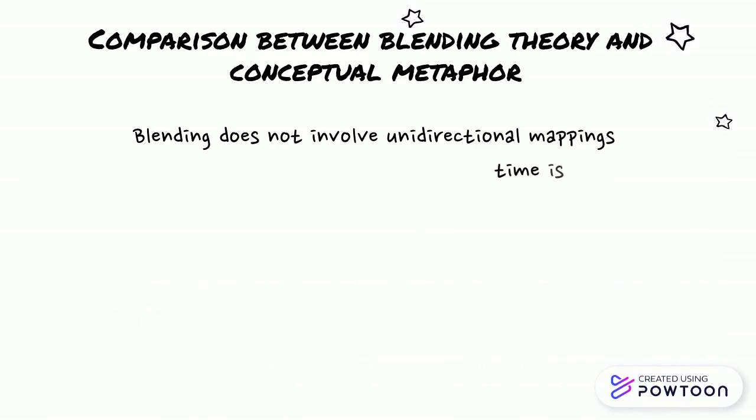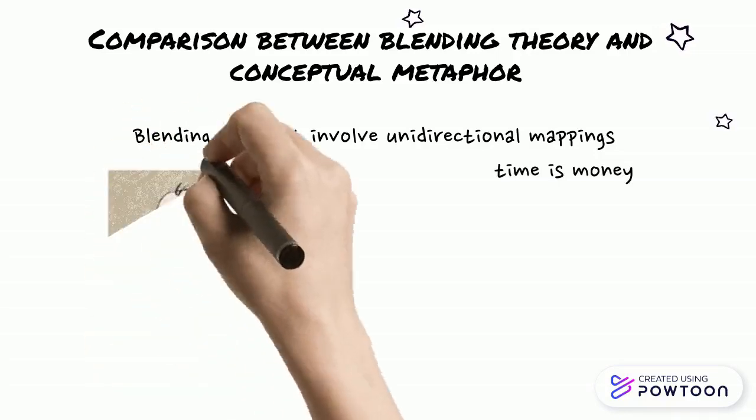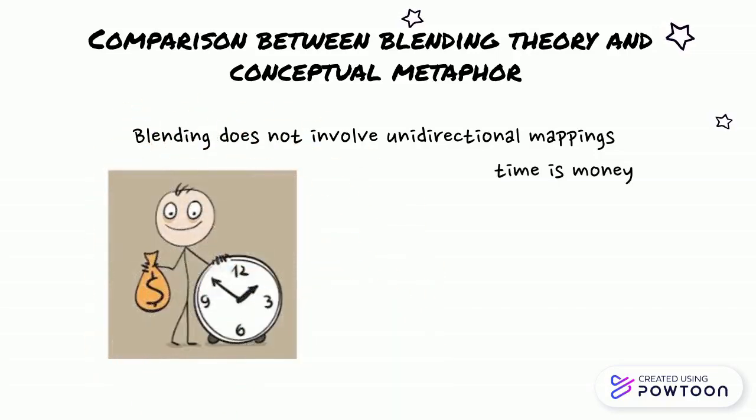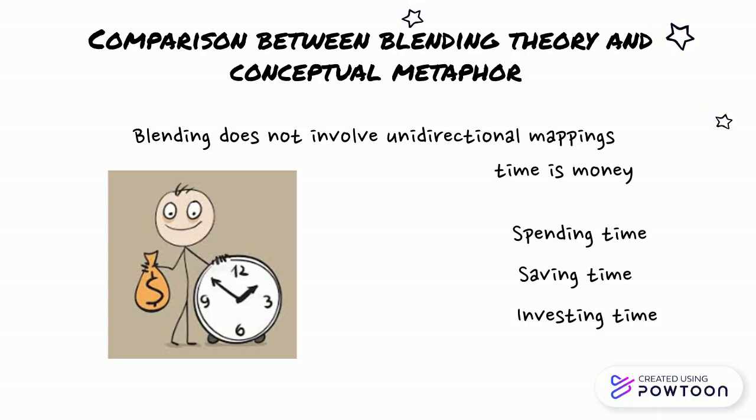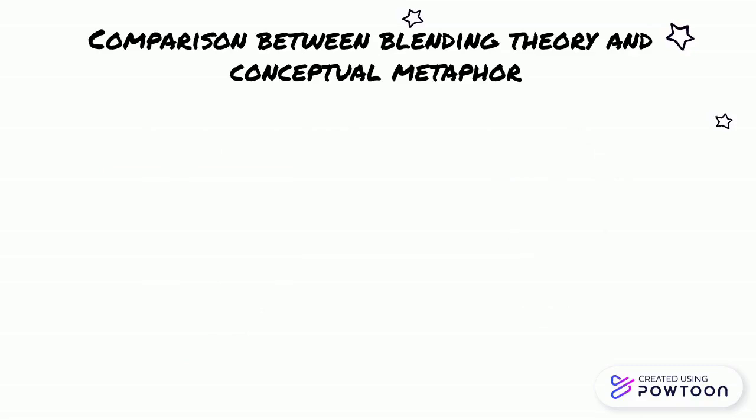For example, time is money. In conceptual metaphor theory, time is money would involve a one-way mapping from the concept of money to time. But the blending theory combines elements from both domains to create a new blended concept, such as imagining time as a currency, where we have concepts like spending time, saving time, or even investing time like we would do with the money. Lastly, emergent structure.